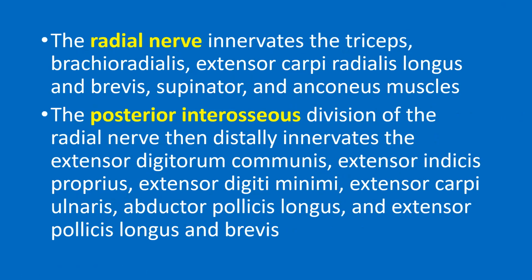The triceps, the brachioradialis, the extensor carpi radialis longus and brevis, the supinator, and the anconeus muscles. The posterior interosseous division of the radial nerve then innervates the extensor digitorum communis, the extensor indicis proprius, the extensor digiti minimi, the extensor carpi ulnaris, abductor pollicis longus, and extensor pollicis longus and brevis. So you can imagine how much you have to memorize. Nerve, and the muscles they supply.